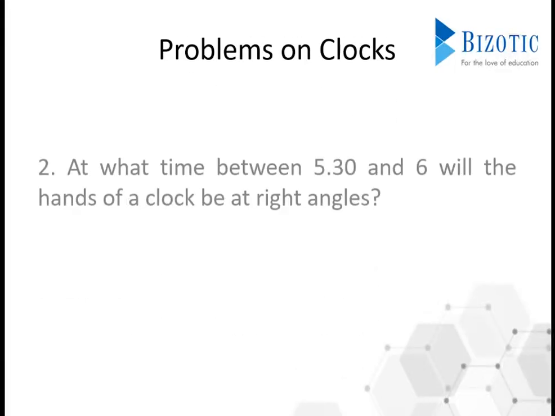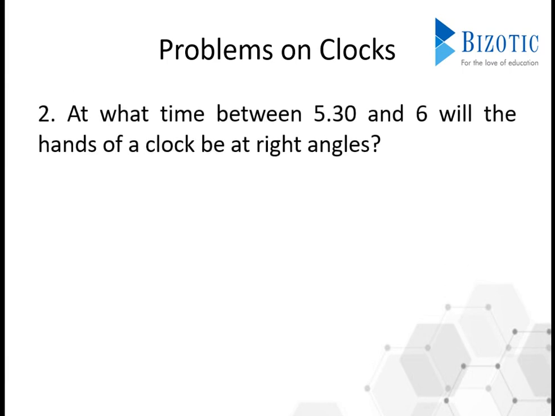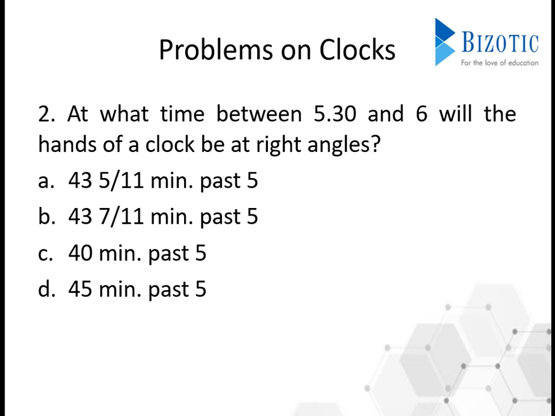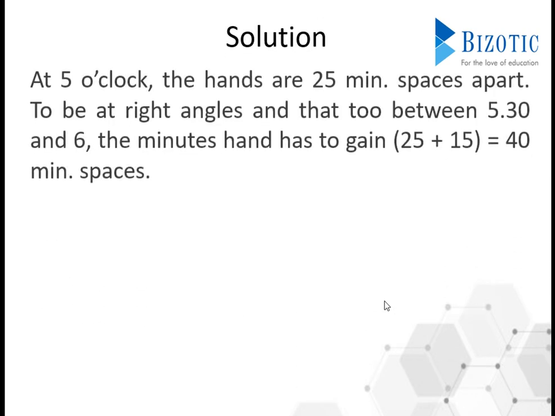Now let's move on to question number 2. At what time between 5:30 and 6 will the hands of a clock be at right angles? And you have different options for this. From the last problem itself, you know that the hands of a clock will be at right angles when they are 15-minute spaces apart. So this is a hint. With this, we'll look at the solution.